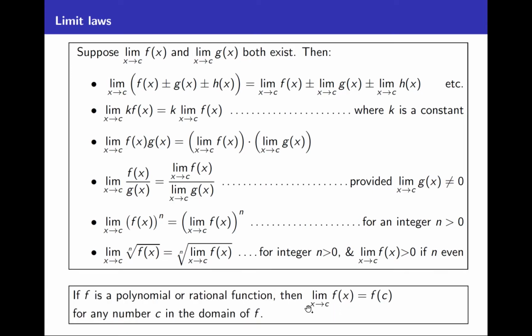We had a couple of theorems that fell out of these limit laws. If f is a polynomial or a rational function, then the limit as x approaches c of f of x equals f of c for any number c in the domain of f. So in other words, if you're working out the limit of a polynomial or a rational function, the limit as x approaches c of f of x, to get an answer, you just plug in c for x. And that's nice.